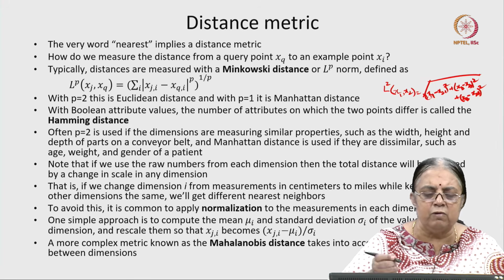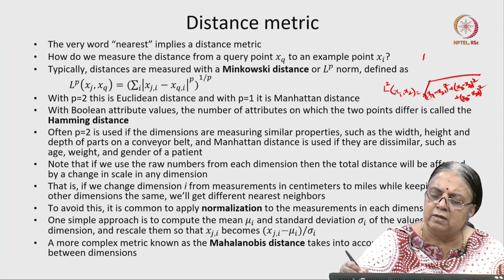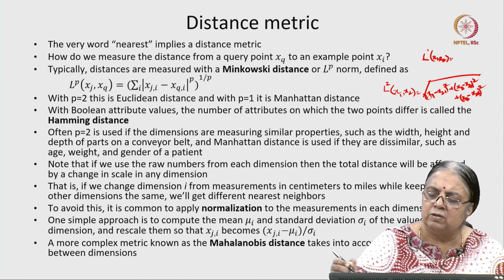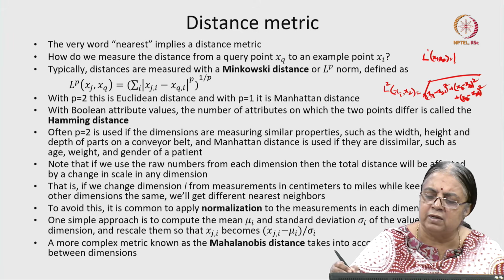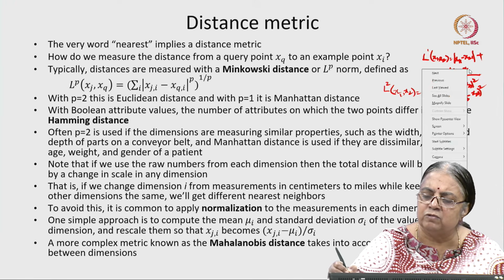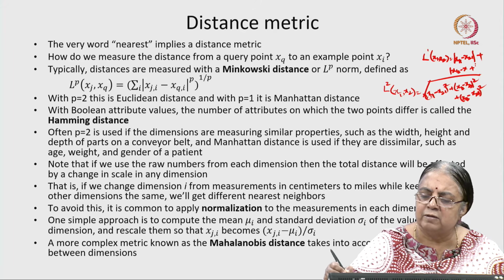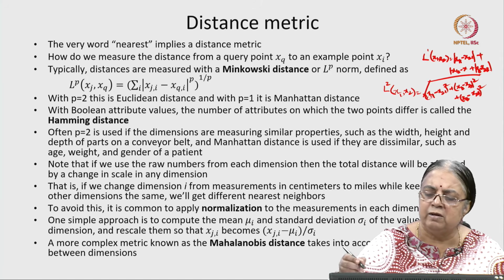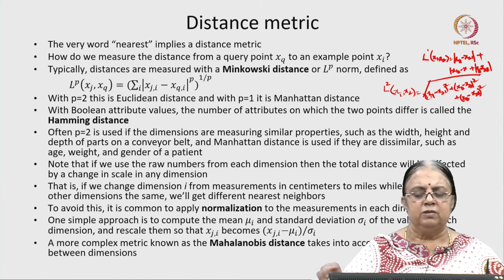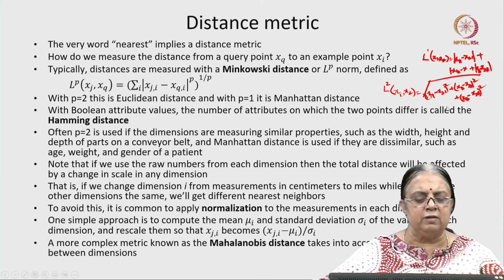If you take the L1 norm, you are going to get L1 of x1 comma x2 will be equal to, like this you will have to take x11 minus x21 plus x12 minus x22 plus x13 minus x23. So, that is the L1 norm. So, that is how you find this distance here.